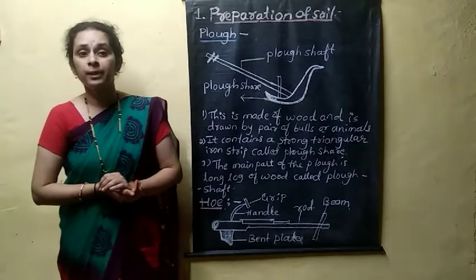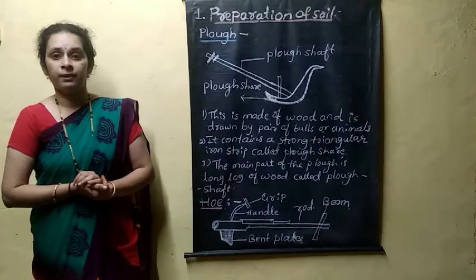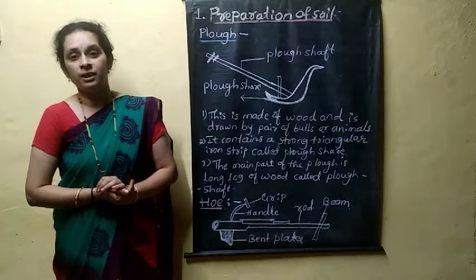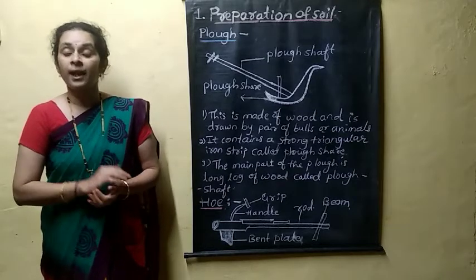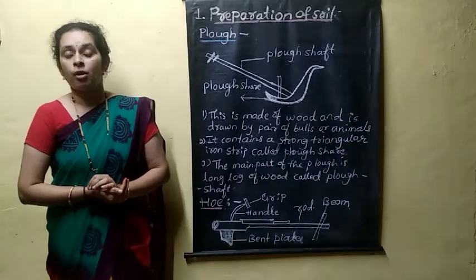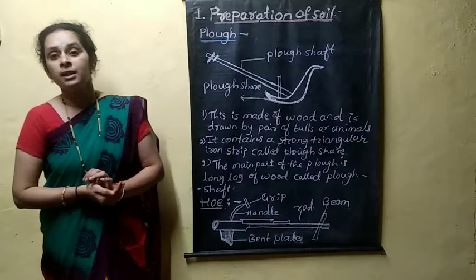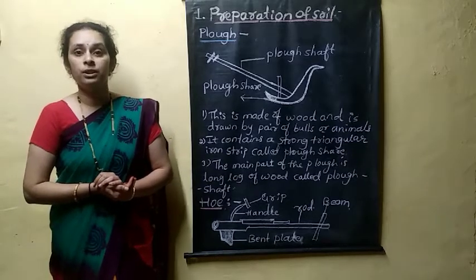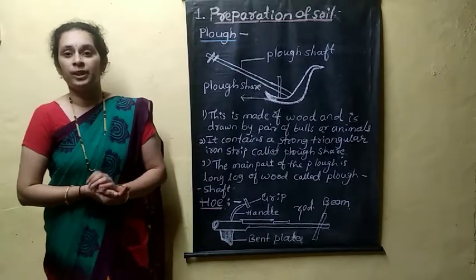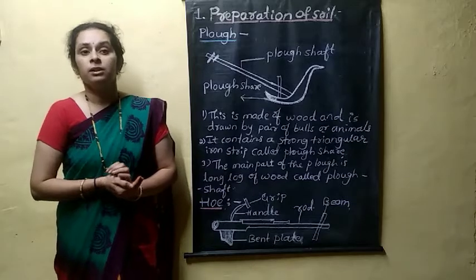Another very important agricultural implement is the cultivator. Nowadays, tractor-driven cultivators are used for plowing or tilling. This saves time as well as labor. It is a good tool used by farmers nowadays because it saves labor as well as time.